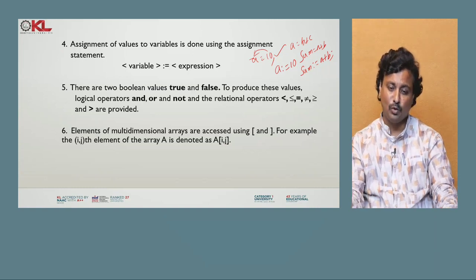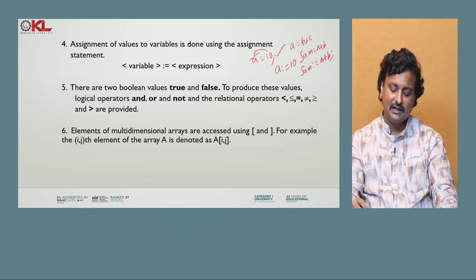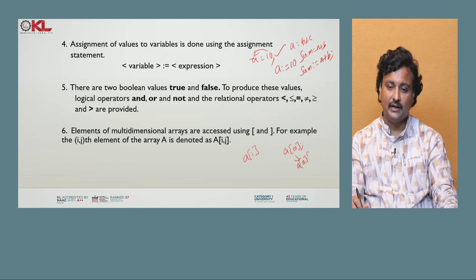Whenever you need to represent more than one variable, you need to represent it in an array, and arrays are generally represented as a of 10 in our programming language. Here, a one dimensional array will be represented with a of i, and a two dimensional array in a program is generally represented as a of 10, 20 kind of, but here you will be representing it with a of i comma j if you have a two dimensional array.